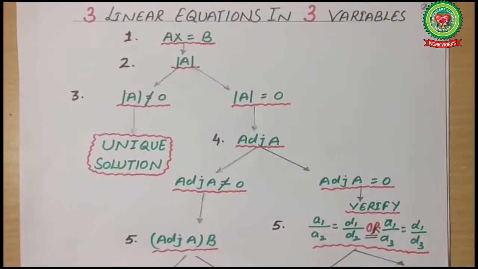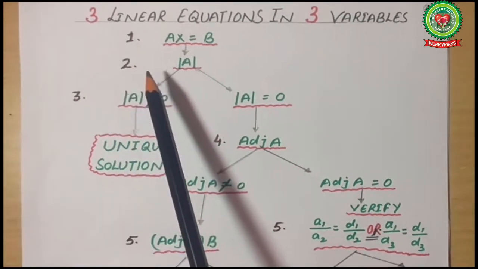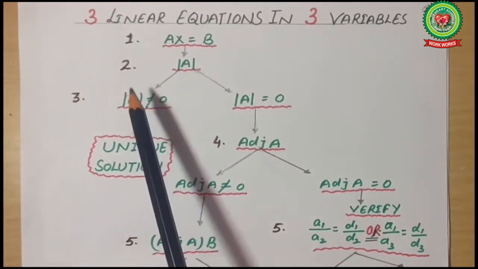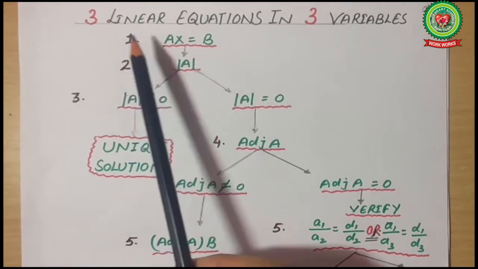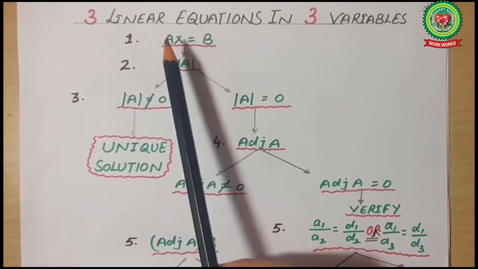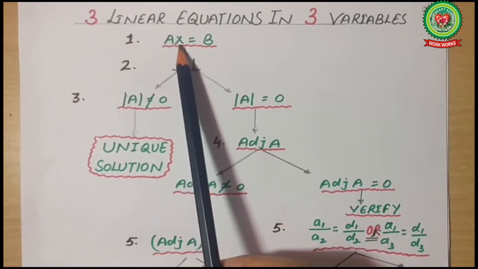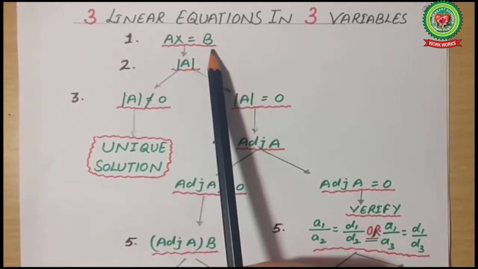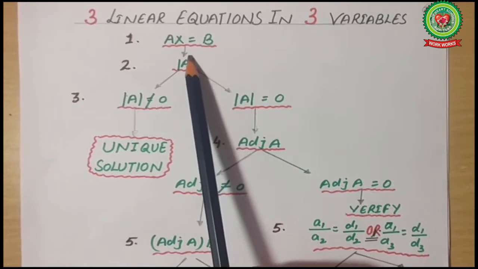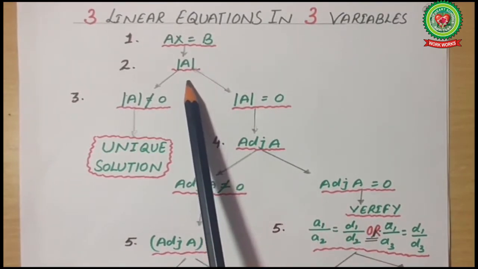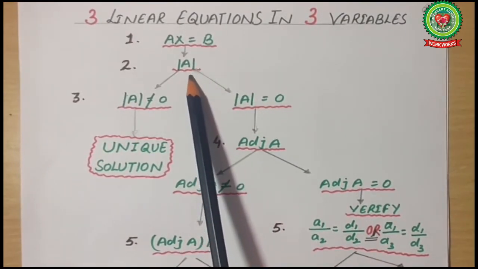When three linear equations in three variables are given to you, you will follow these steps. Step number 1, you will write down the equation in matrix form, Ax is equal to B. It is the non-homogeneous form. Then the second step: you will find the determinant A.